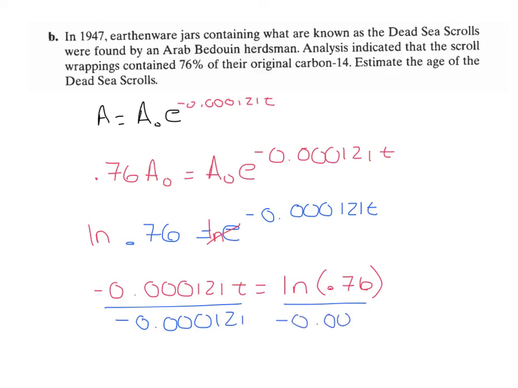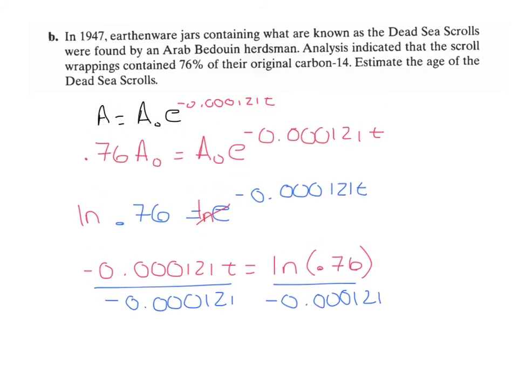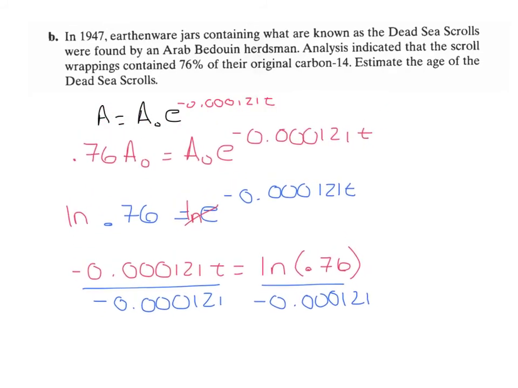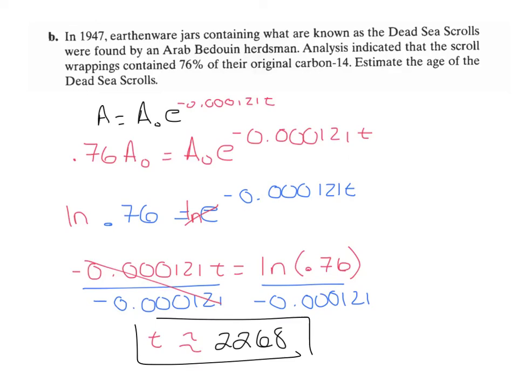So put that into your calculator and round up. We're talking about time, so you want to round that up. t is approximately, okay, so you should end up with 2,268. What this means is that the Dead Sea Scrolls are approximately 2,268 years old, plus the number of years between 1947 and the current year. But this is enough for me. We can keep it at this. Let's take a look at another example.